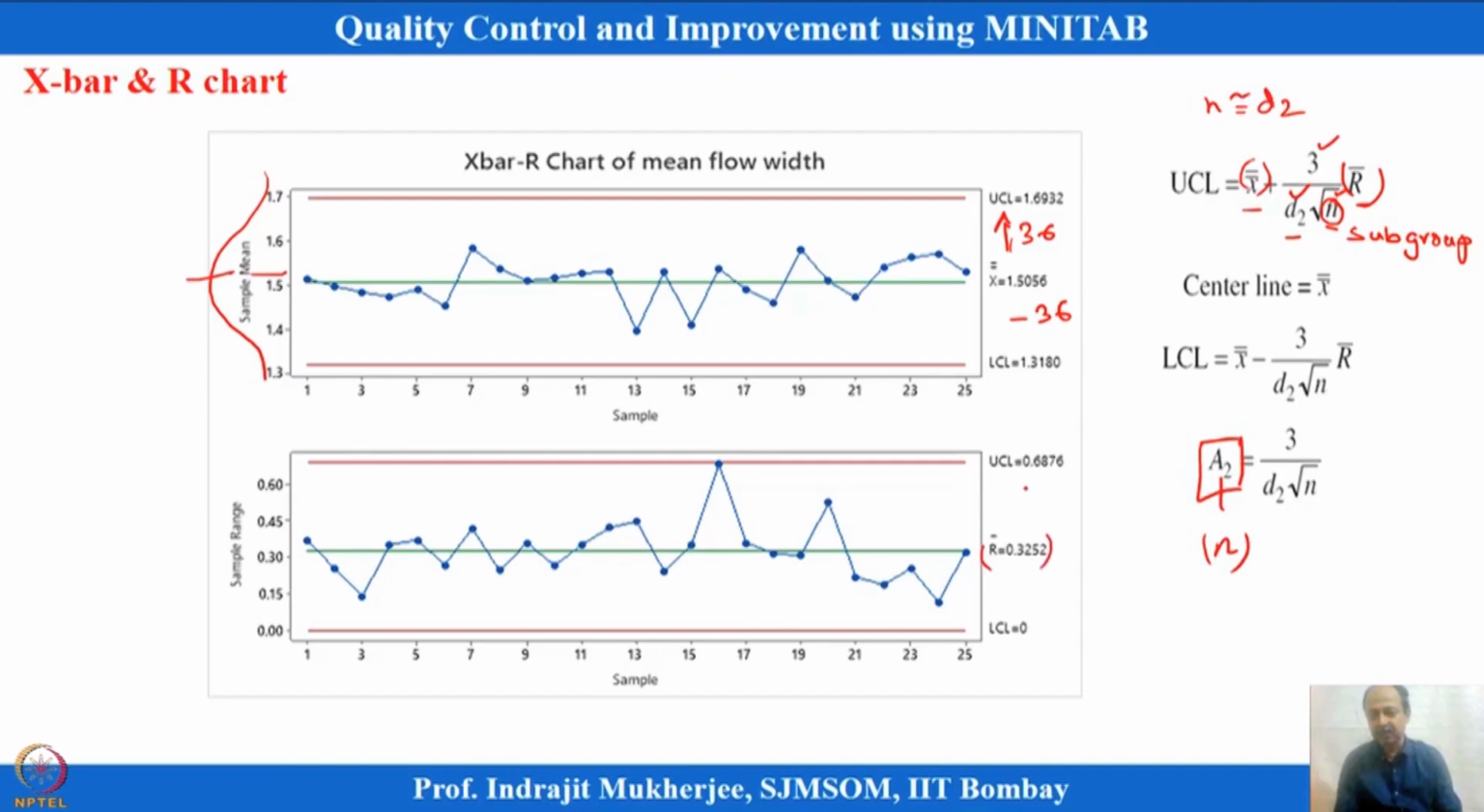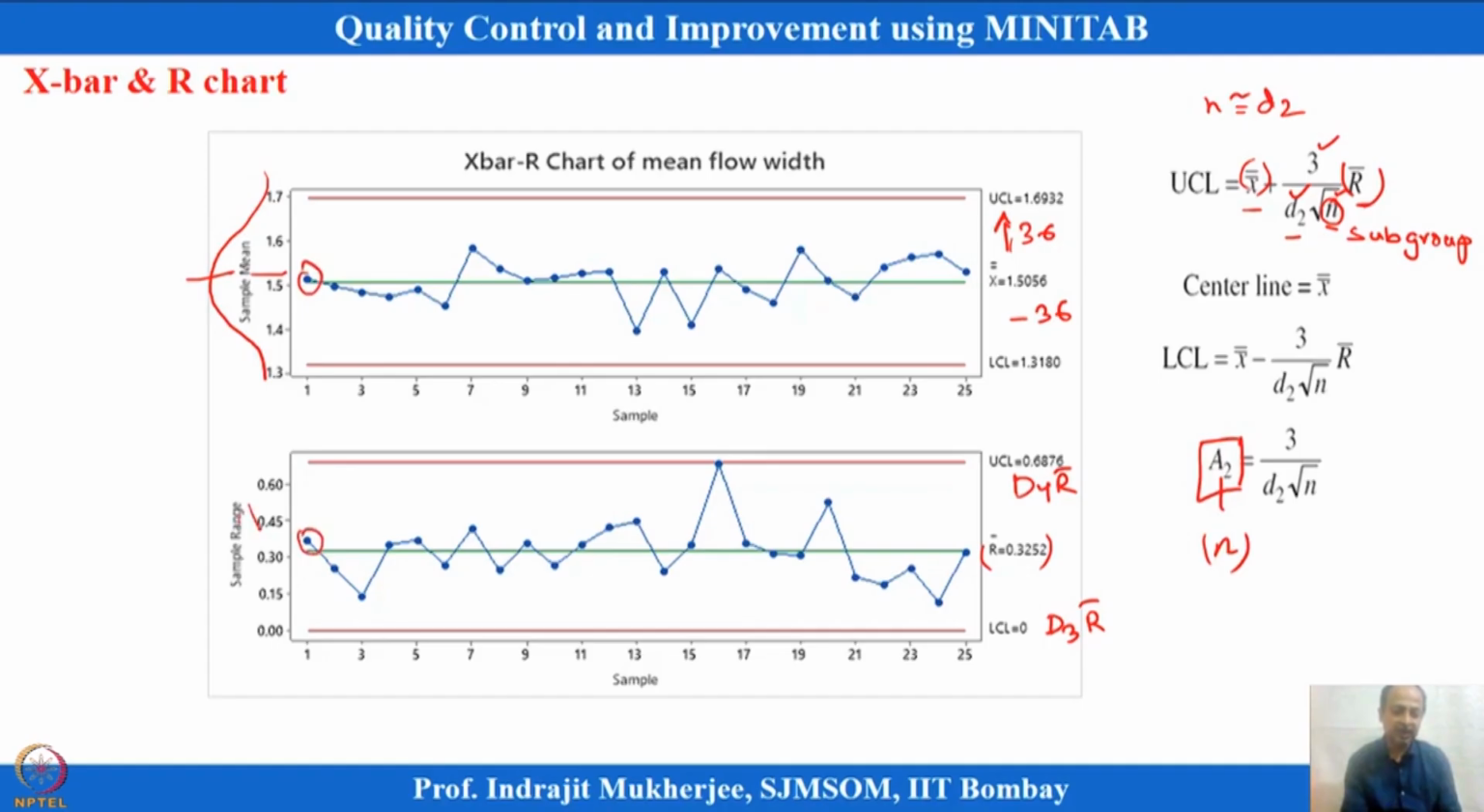R bar can be calculated over here, and the upper limit line of the range, which is monitoring the variability, will be D4 R bar, and D3 R bar will be considered as the lower limit over here. Again, the plus or minus 3 standard deviation concept was used to develop these limit lines, and this shows the variability of the samples, the variation within the samples. At a given time point, what is the variation within samples.